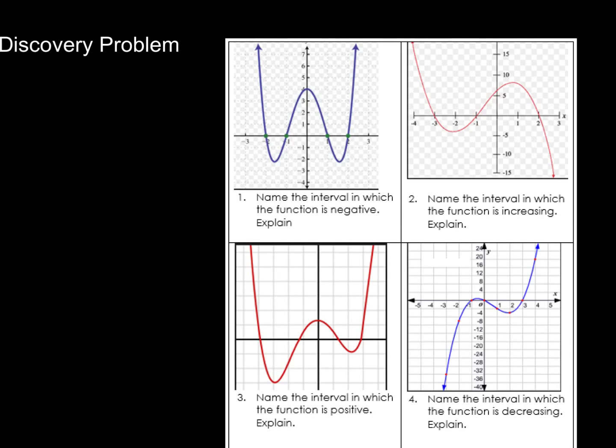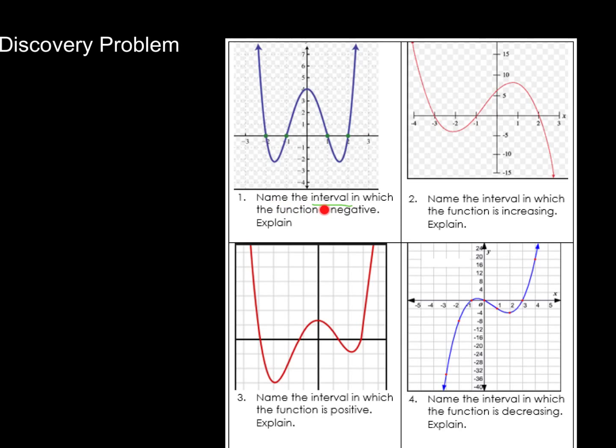And to begin with, we have these four situations, all of which are represented graphically. And for each of these, you're going to name a specific interval. I want to say something really briefly about the word interval, because you've seen this before, and I want to make sure that you understand exactly what it means. An interval is just a set of numbers, or in this case, since we're talking about a graph, the interval is referring to a set of x values.